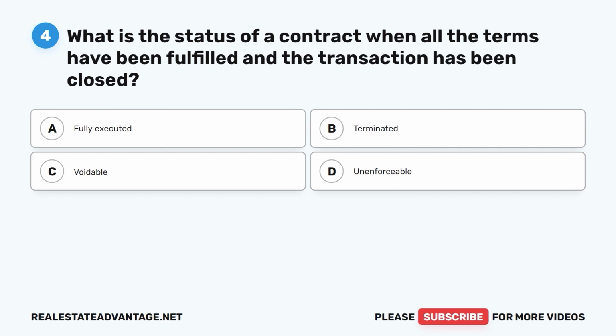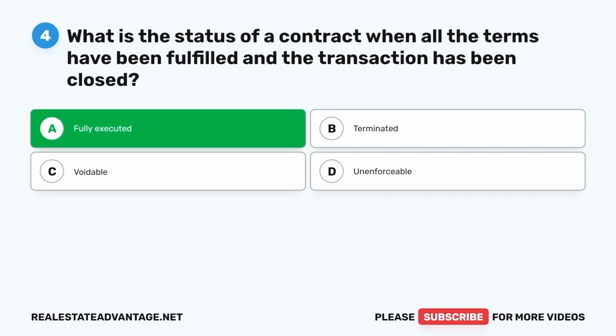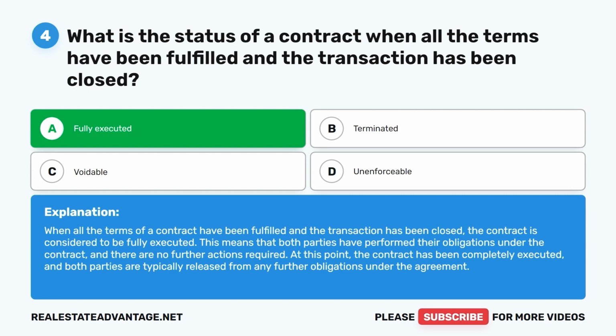Question 4. What is the status of a contract when all the terms have been fulfilled and the transaction has been closed? A. Fully executed, B. Terminated, C. Voidable, D. Unenforceable. The correct answer is A. Fully executed. When all the terms of a contract have been fulfilled and the transaction has been closed, the contract is considered to be fully executed. This means that both parties have performed their obligations under the contract and there are no further actions required. At this point, the contract has been completely executed and both parties are typically released from any further obligations under the agreement.